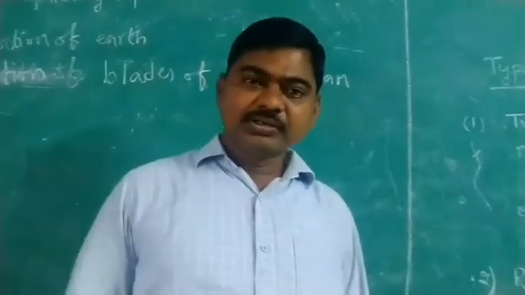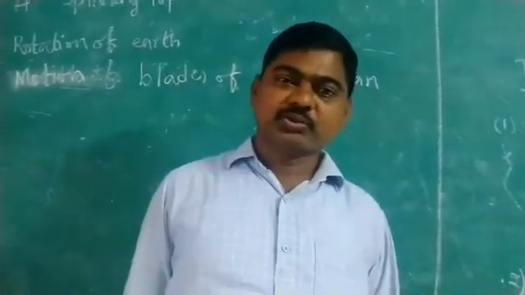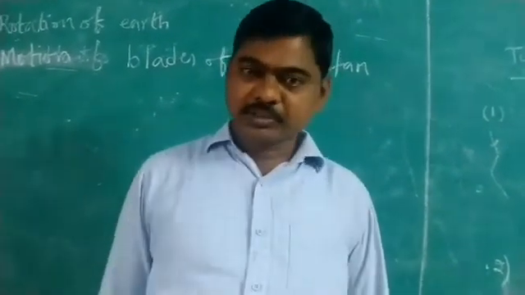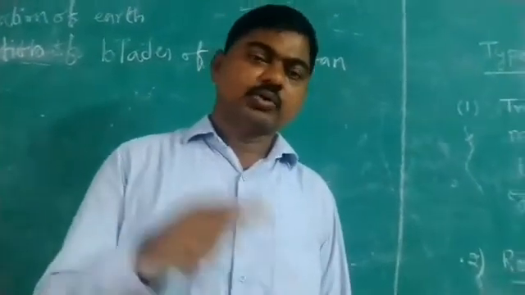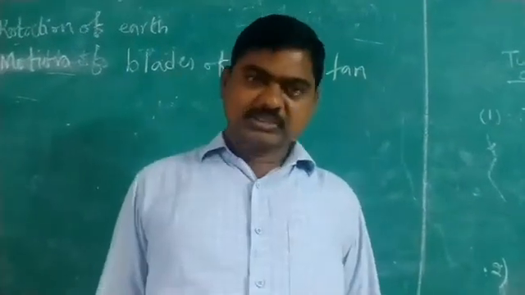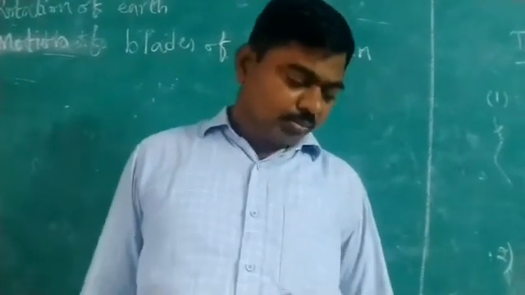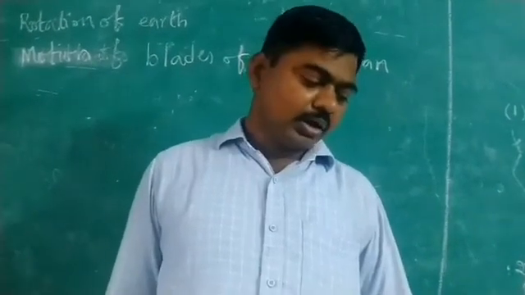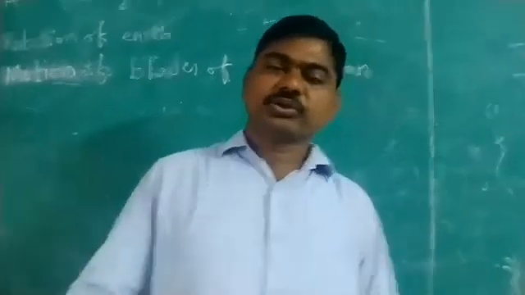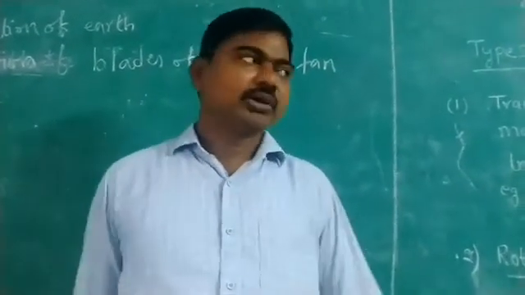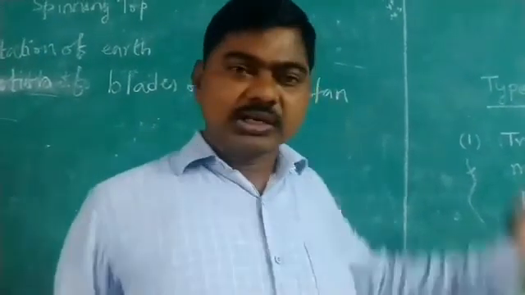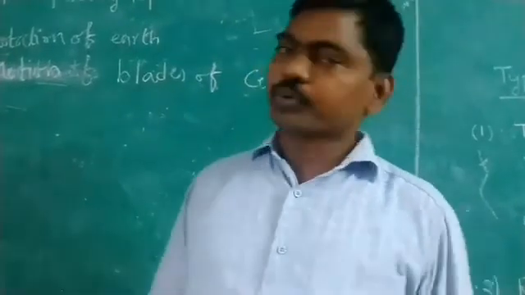Motion of the drill bit. Some of you have seen a carpenter making holes in doors or windows with the drill bit. What type of motion is it? That is a rotatory motion. Motion of the wheels of a car or a cycle is going on. What type of motion is that? Good, rotatory motion.